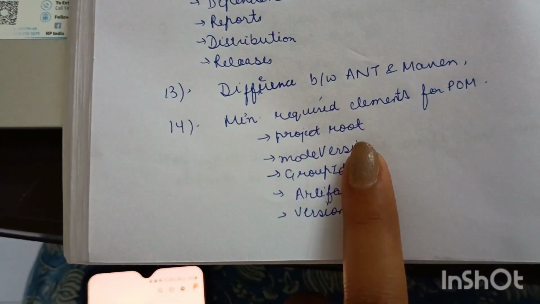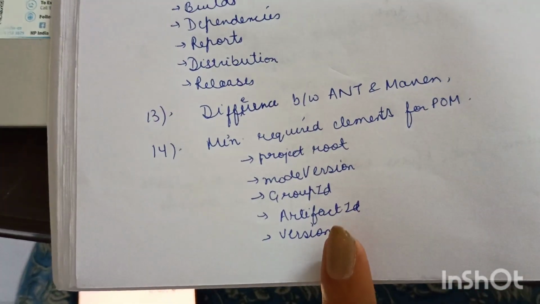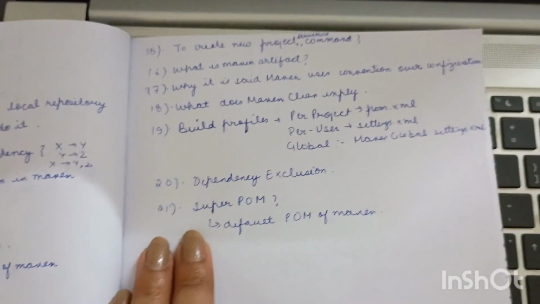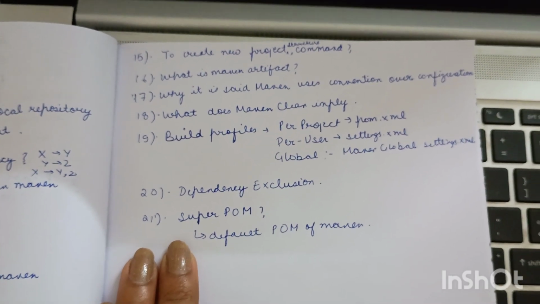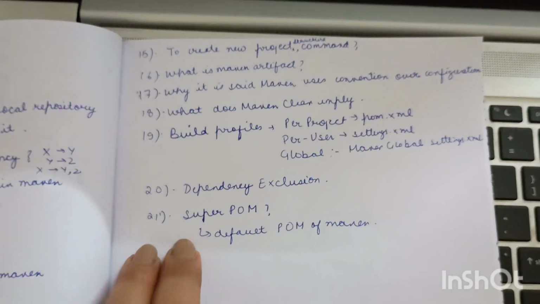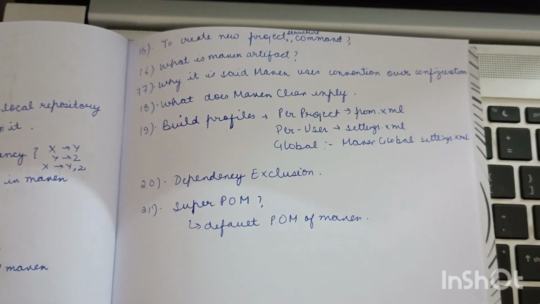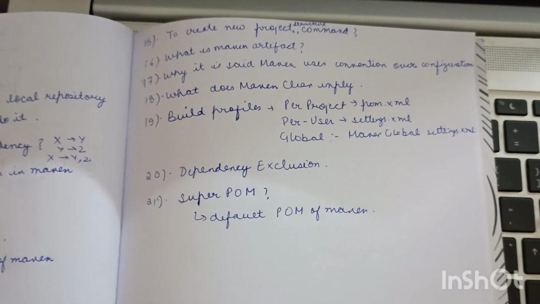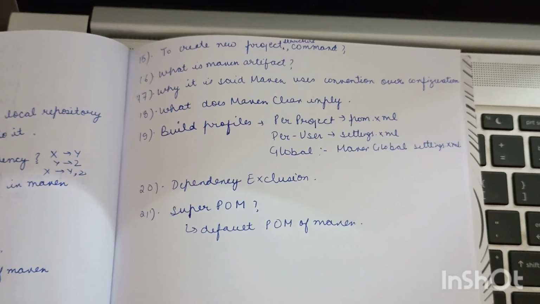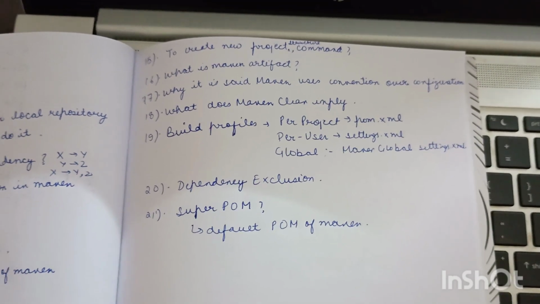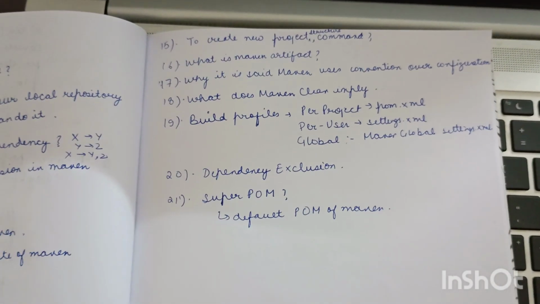Then, the minimum required elements for POM: the project root, model version, group ID, artifact ID, and version. These should be there. Then, the command to create a new project structure is mvn archetype:generate. What is a Maven artifact? A Maven artifact is basically a package where we have everything, dependencies and all, in one packet.